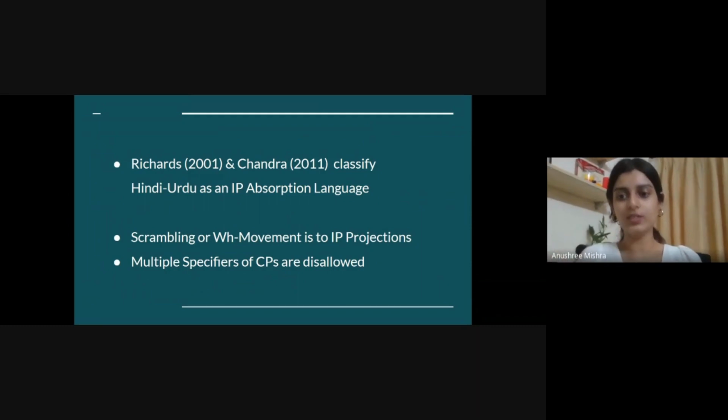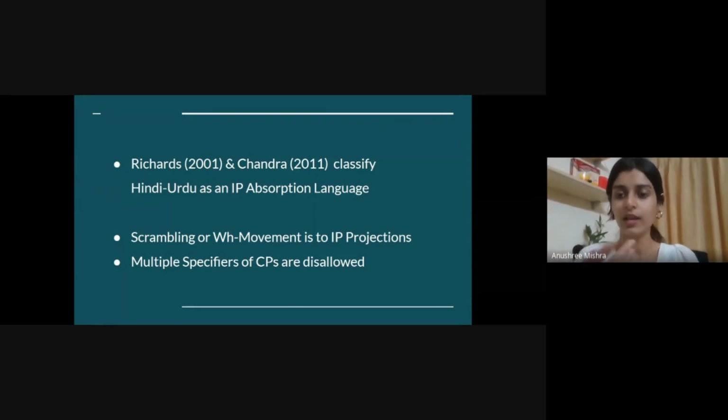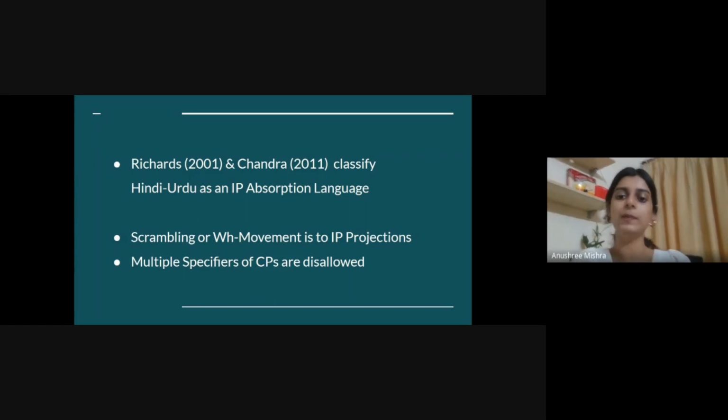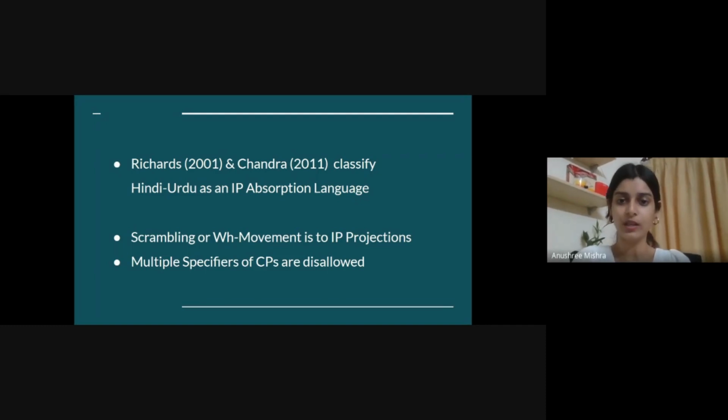So, one obvious suggestion is to a clause initial complementizer, which is the highest functional projection present in a clause. However, that cannot be the case if we refer to Richards' 2001 classification of Hindi Urdu as an IP absorption language. Now, IP absorption languages, according to this author, are languages where movement, both scrambling and WH, takes place to IP projections rather than to specifiers of CP, as in CP absorption languages.